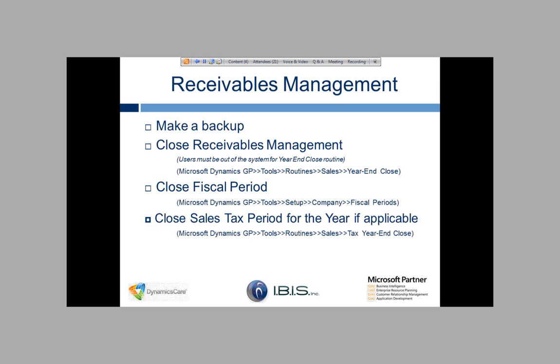That's it. Next, we want to close the fiscal period, which you go to Microsoft Dynamics GP, Tools, Setup, Company, and Fiscal Periods, and check the box for Receivables Management. Next, if you are using this feature of GP, you want to close the sales tax period for the year if applicable. So you'll go to Microsoft Dynamics GP, Tools, Routine, Sales, and Sales Year-end Close, which is a small little window, and all you have to do is click Close.